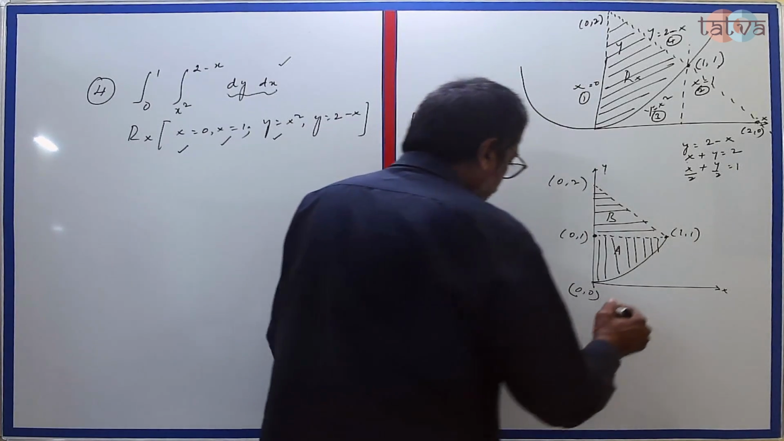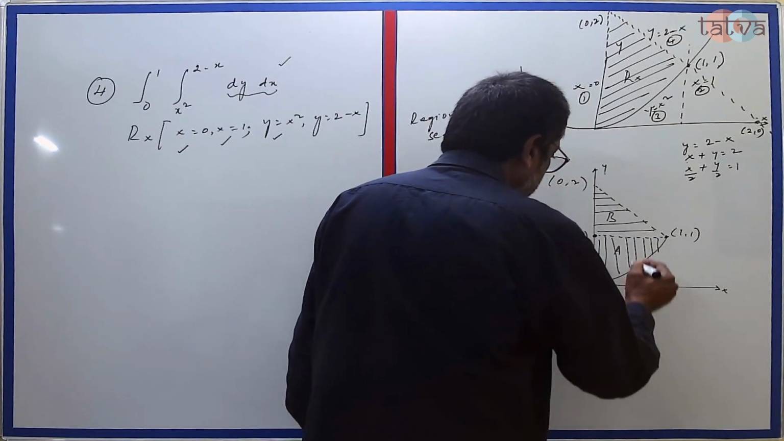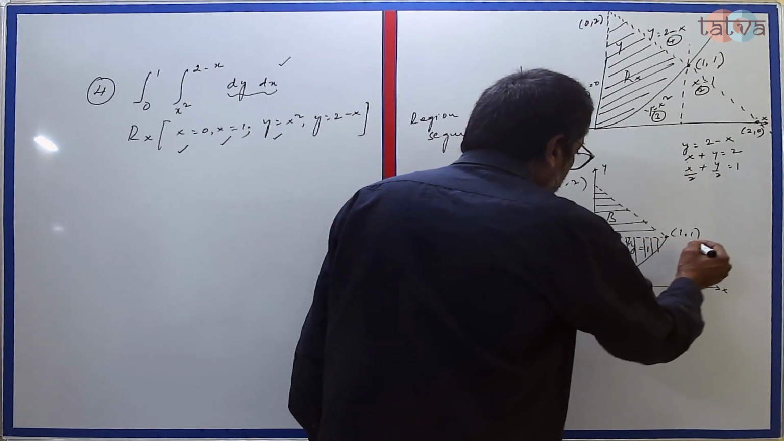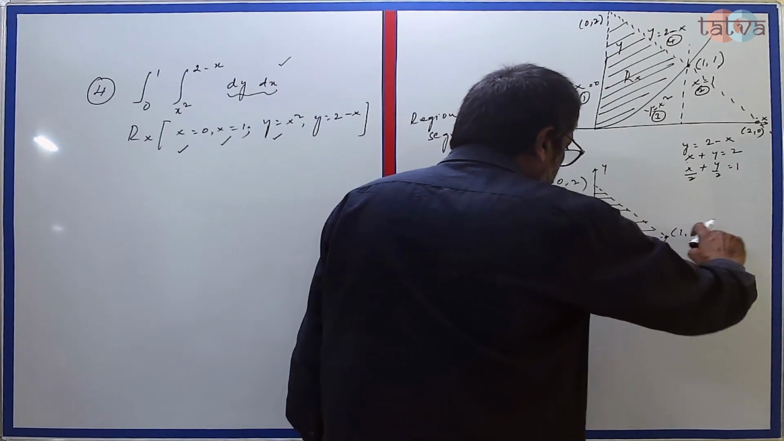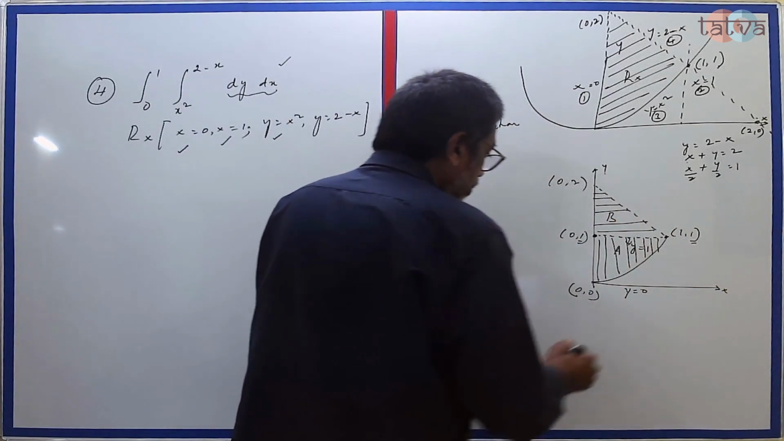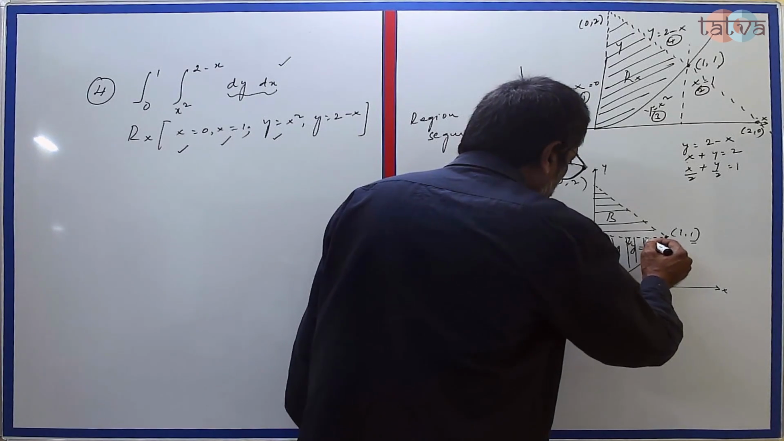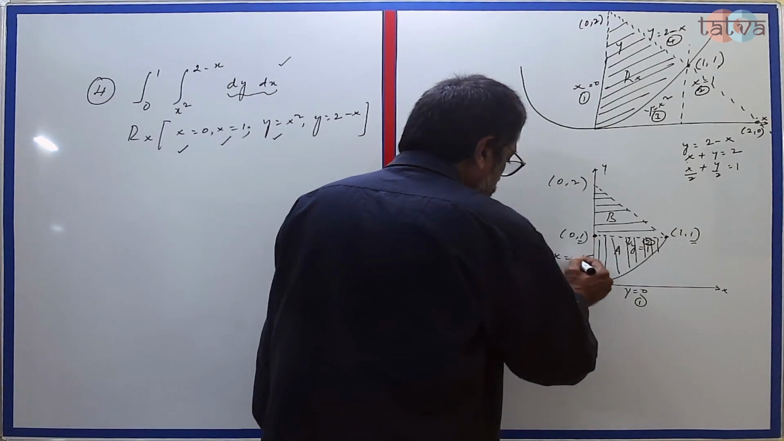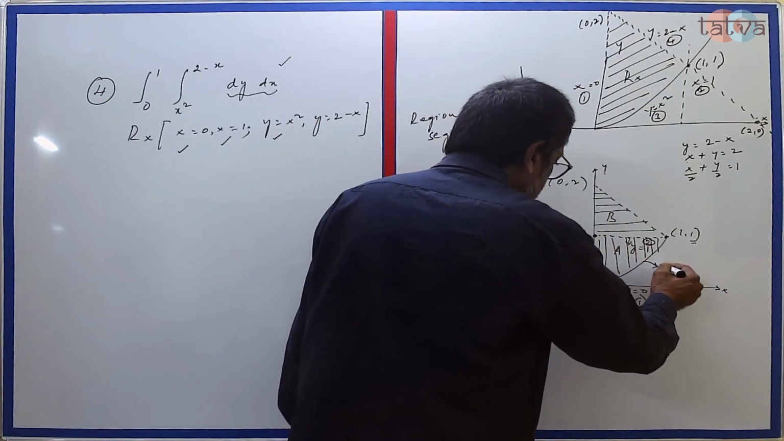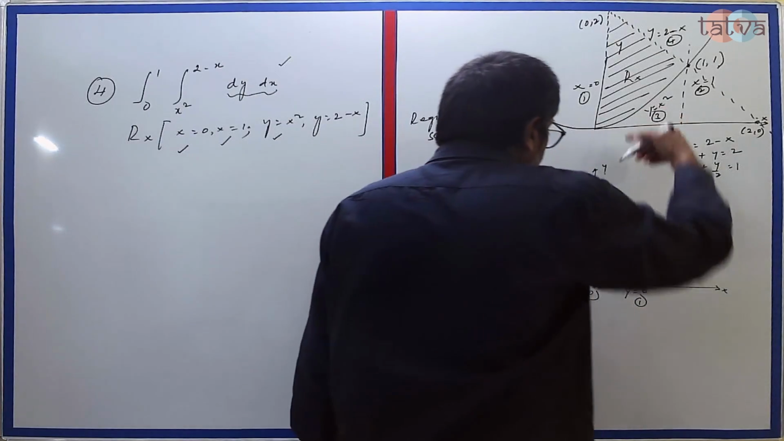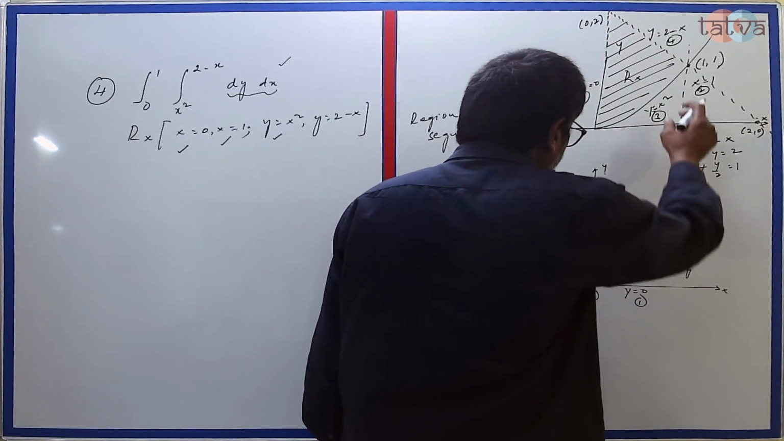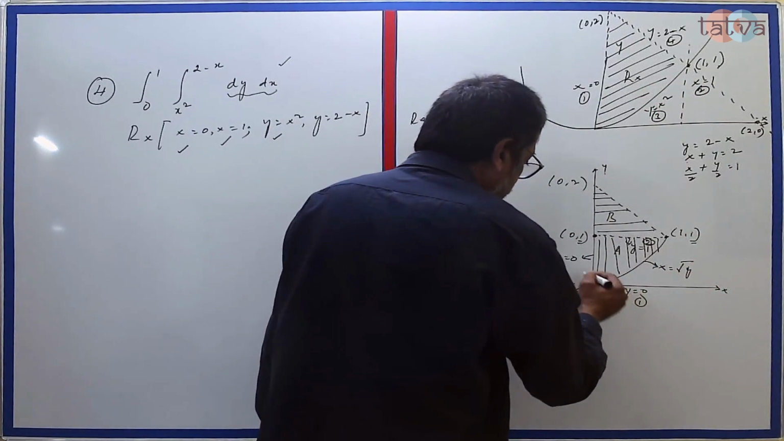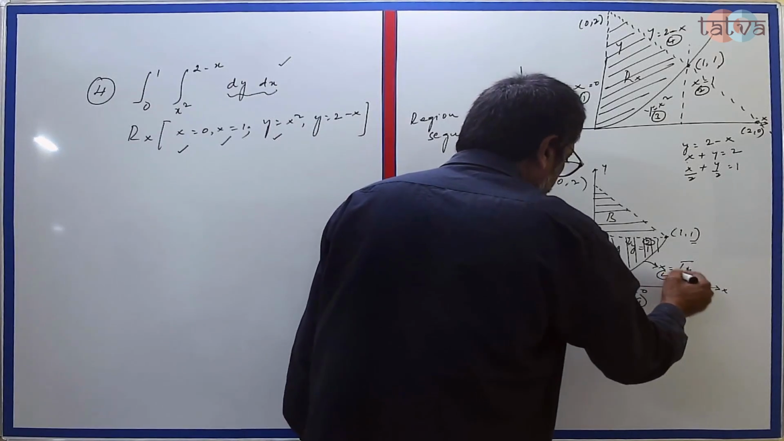So I have to set up my equations. This of course is y is equal to 0. This is y is equal to 1, because the y coordinate of this horizontal line is y is equal to 1. So let's call it 1, 2. Then this is x is equal to 0, and this is x is equal to square root of y. Coming from y is equal to x squared, write x as a function of y and you get that. So continuing the numbering, this would be 3, that would be 4.